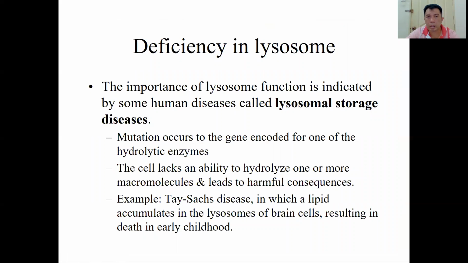If an individual has a deficiency in lysosomes, they will have lysosomal storage disease. This part is extra information for you. Mutations occur in the genes that code for certain hydrolytic enzymes in the lysosome, so the lysosomes, especially in the brain cells, lack one or more hydrolytic enzymes. For example, the lack of lipase means the lysosomes in the brain cells are unable to digest or hydrolyze lipids. So fat accumulates in the brain cell and the brain cell expands.